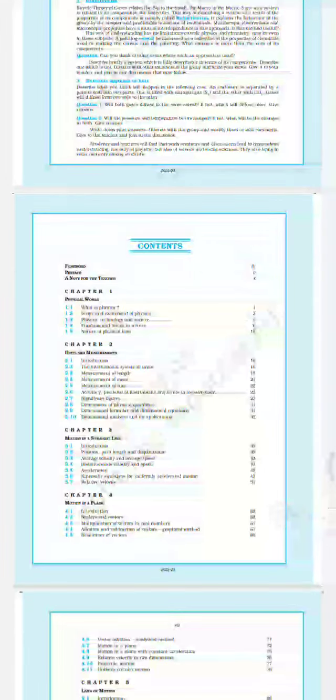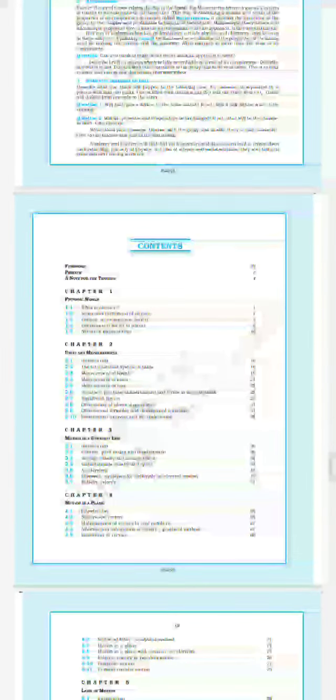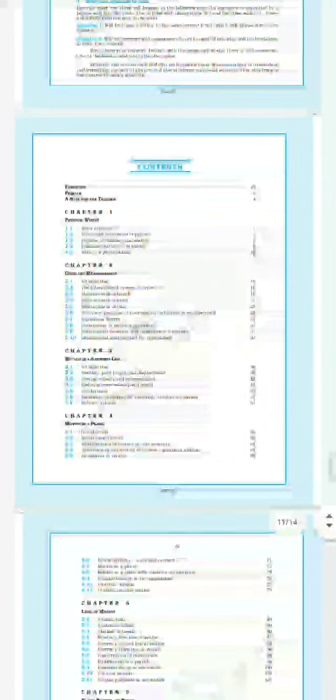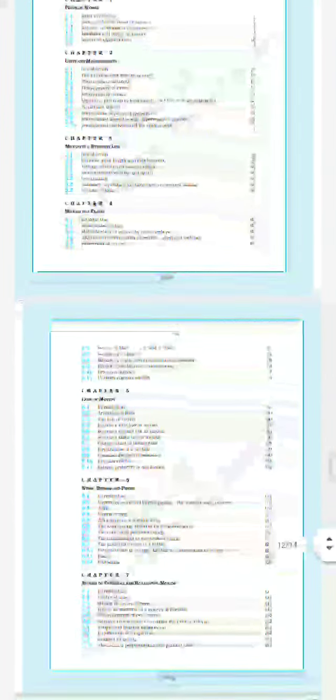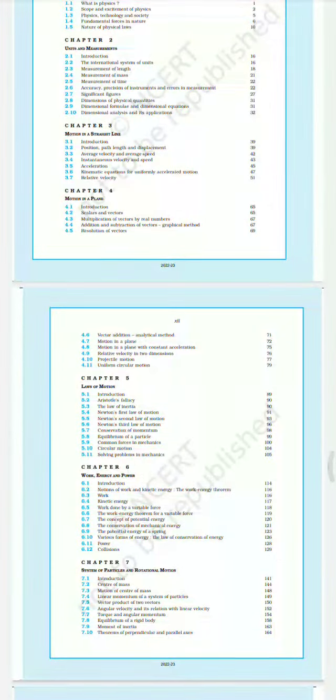In the first part of NCERT we have only mechanics. The first is physical world, then units and measurements, motion in a straight line, motion in a plane, laws of motion, work energy power, system of particles and rotational dynamics, gravitation. So let me give you some insights into the chapters.